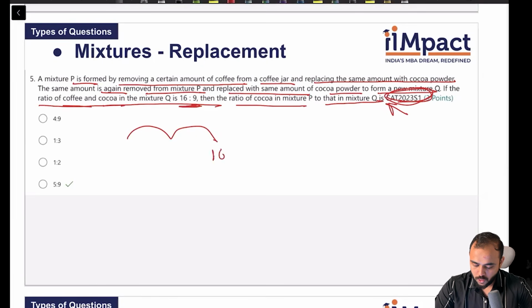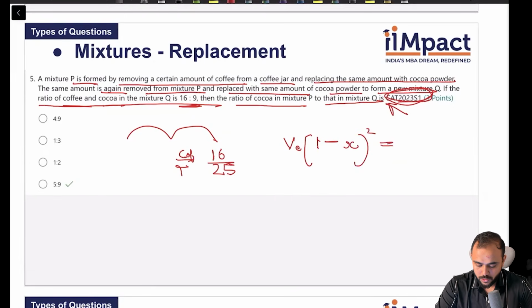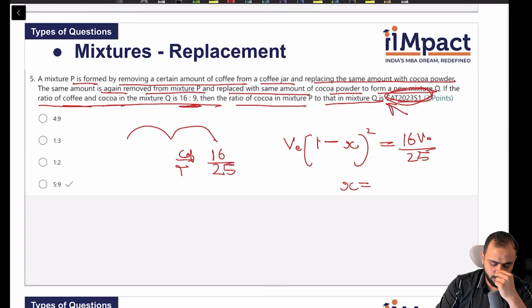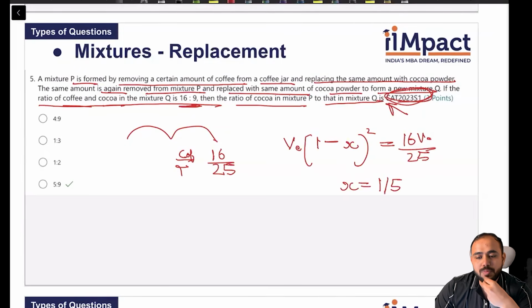So coffee to total is going to be 16 by 25, which means initial coffee, let's call V naught, into 1 minus whatever proportion is getting removed, let's say x, whole square, is equal to 16 V naught by 25. This will give you 1 minus x is equal to 4 by 5, or x is equal to 1 by 5, correct? So 1 by 5 proportion is getting removed every time.